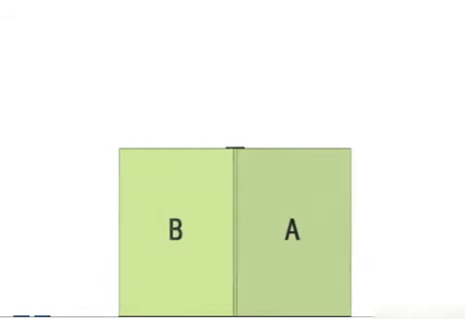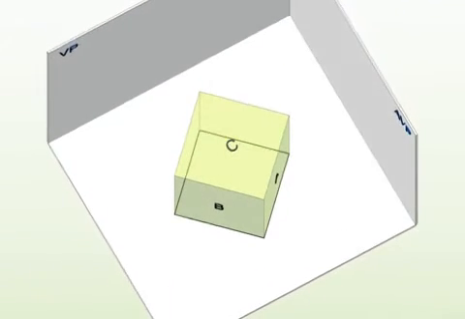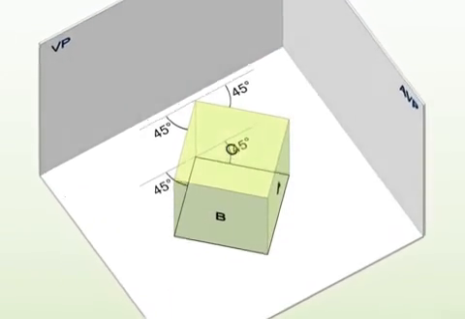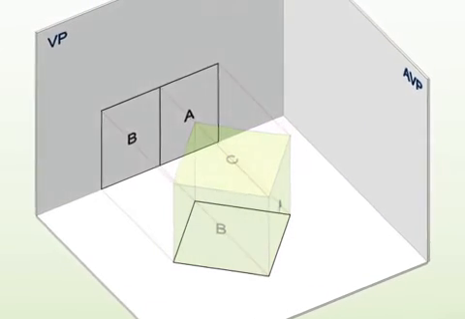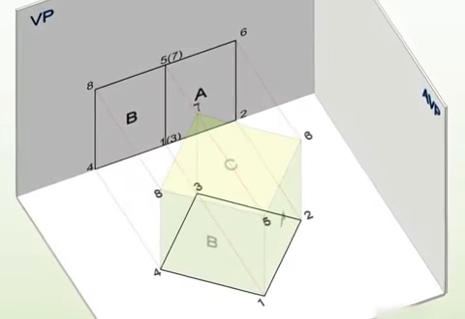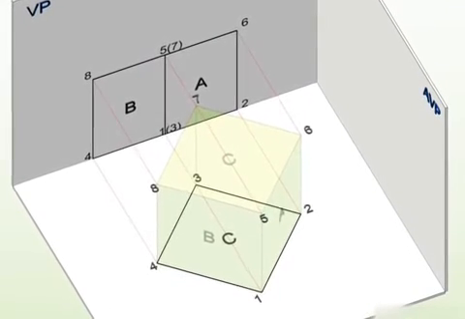To view the other features of the cube, it is rotated about its vertical axis such that its faces are equally inclined at 45 degrees to VP. In this position, the front view shows two rectangular faces. However, the top view still appears as square.